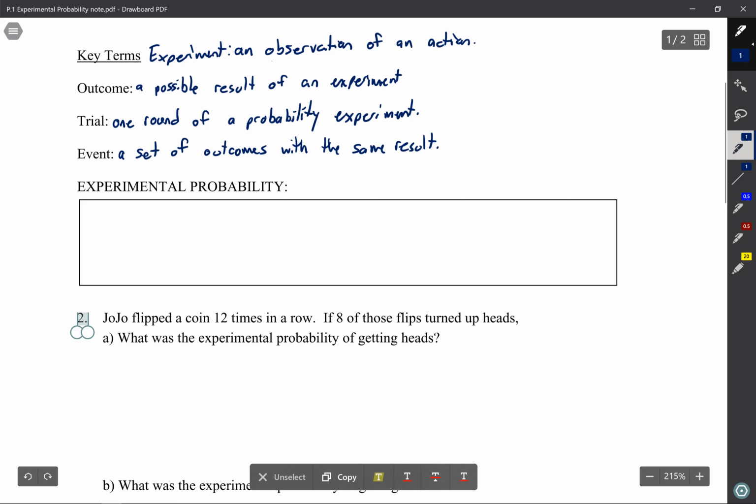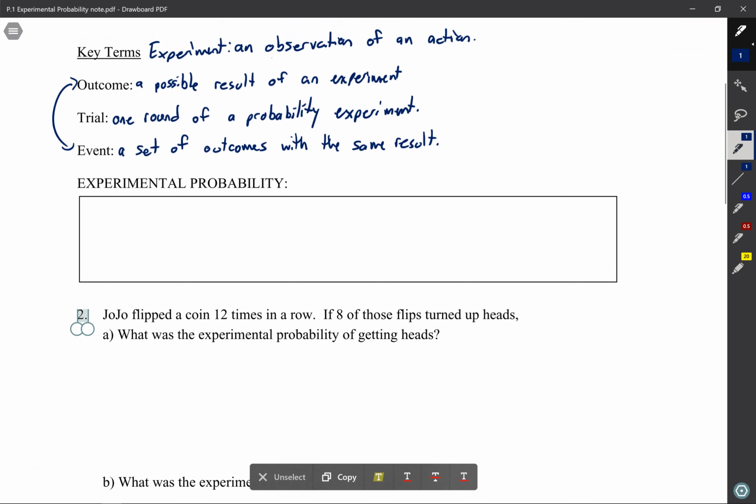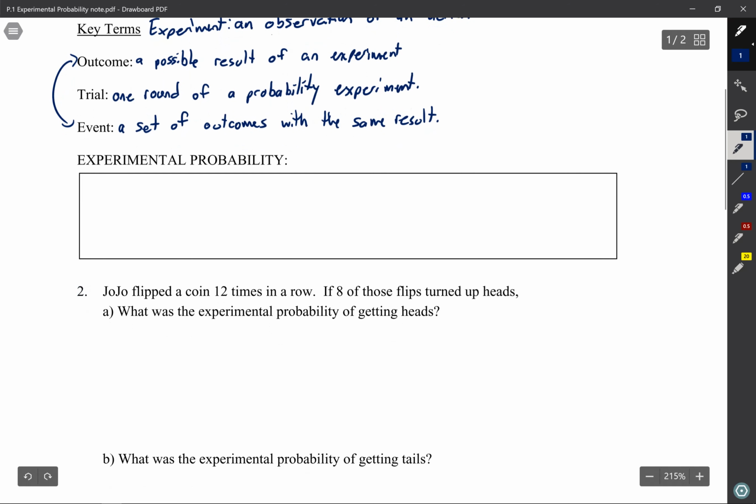Often, event and outcome mean the same thing, but they definitely don't always mean the same thing. In some examples, they'll be a little bit different. You'll see what we mean later when we go through the examples.